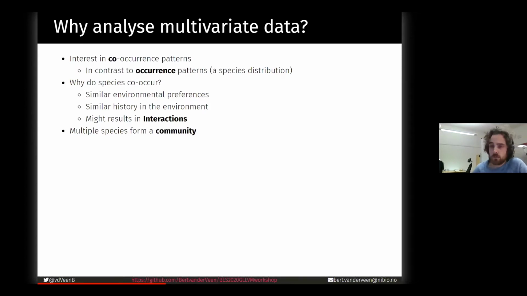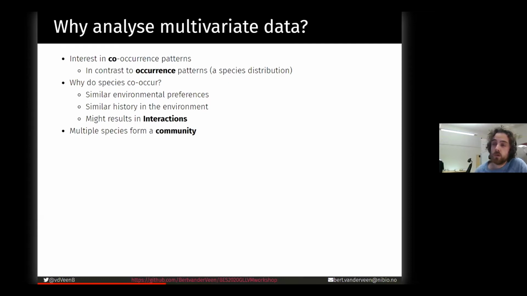Why do we want to analyze multivariate data? Well, it can give us some information about co-occurrence patterns between species instead of just occurrence patterns, essentially a species distribution, which is generally what we get with species distribution models or other analyses. And then we can start to infer why species co-occur, right? It can be, for example, due to them having similar environmental preferences and therefore occurring in the same place. Then also, of course, because they have similar history in the environment, such as dispersal and other limitations.